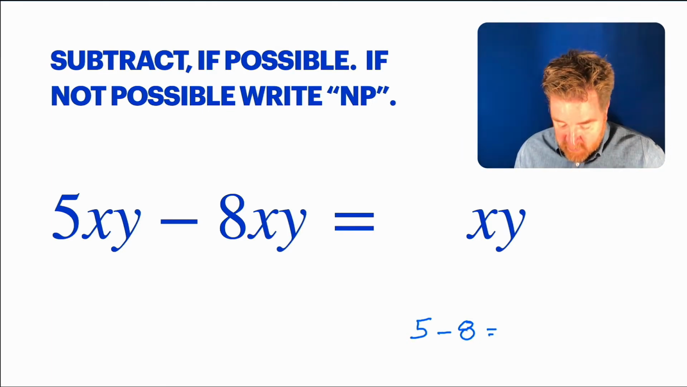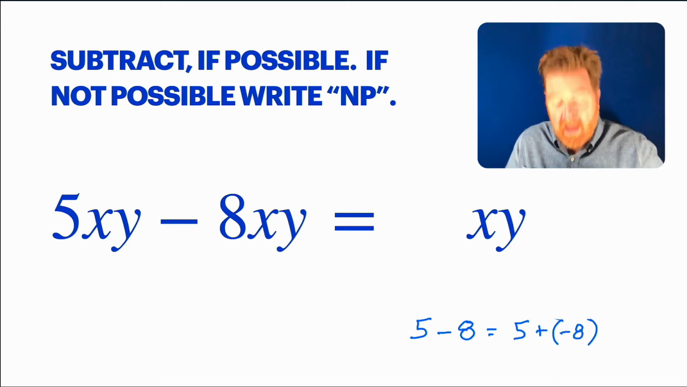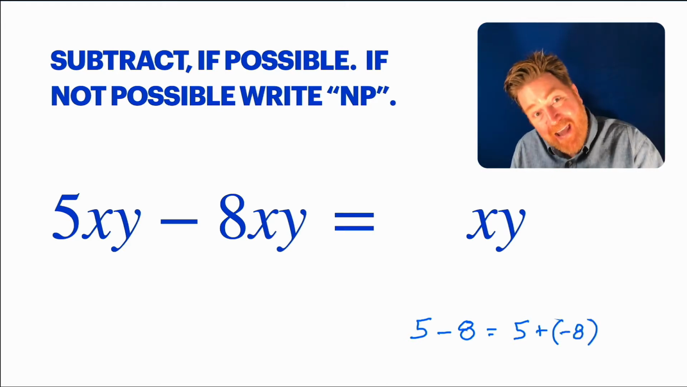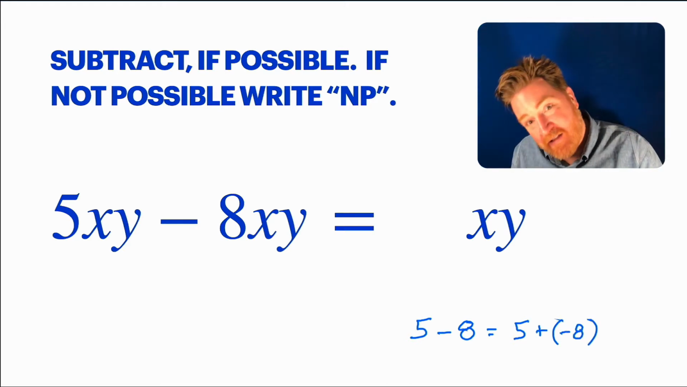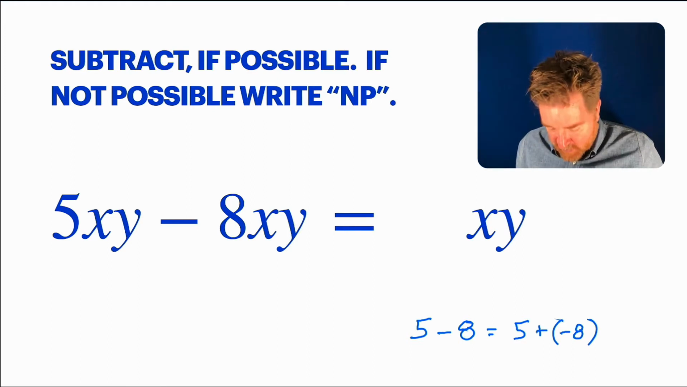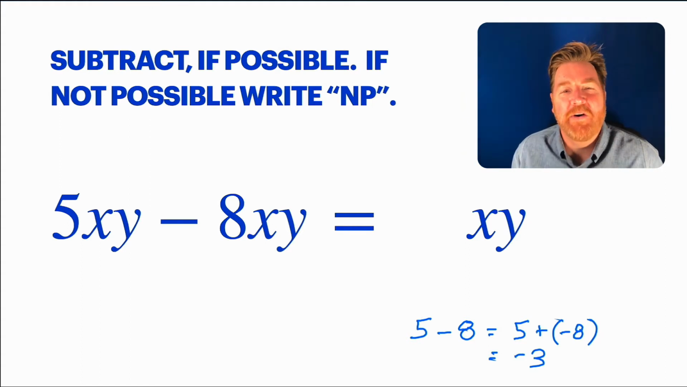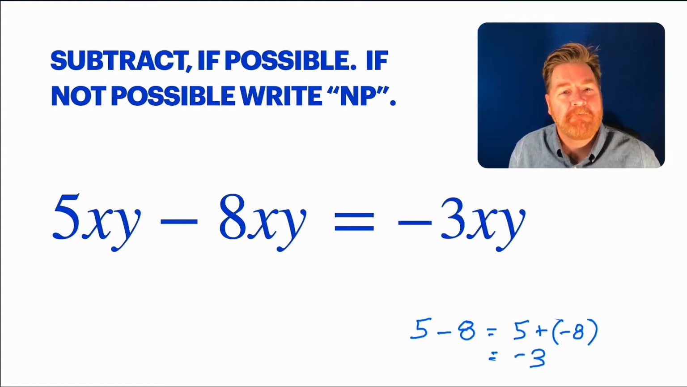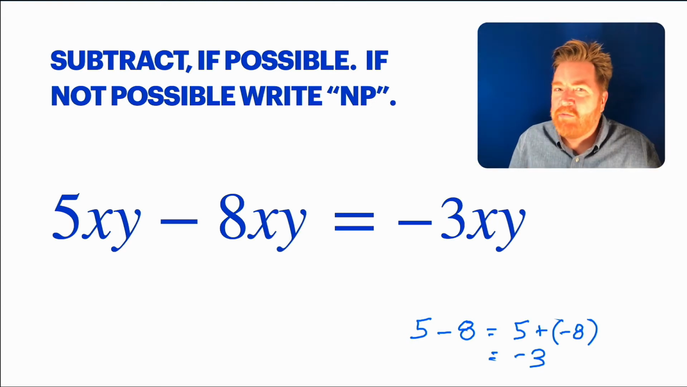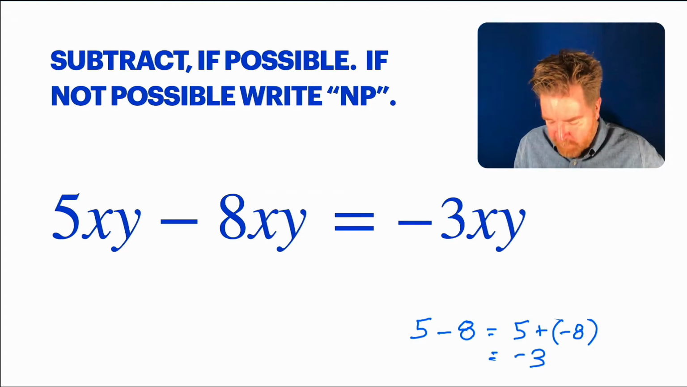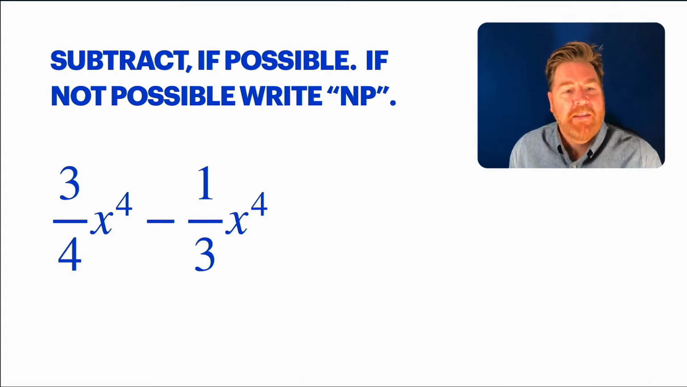Well, I know how to do that subtraction. I'm going to add the opposite. So subtracting 8 is the same as adding its opposite, negative 8. And 5 plus negative 8 is negative 3. Man, so many negative 3's going on here today. Let's throw that in place, and we're done. See how this is mirroring what we talked about in addition? It's beautiful.